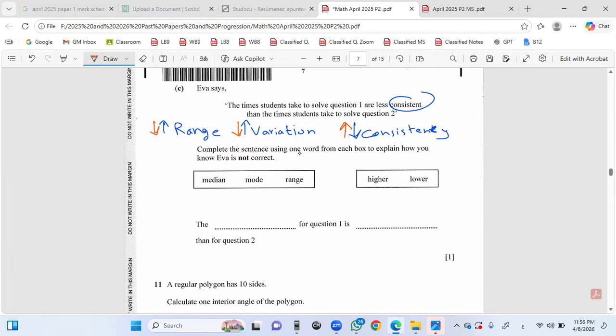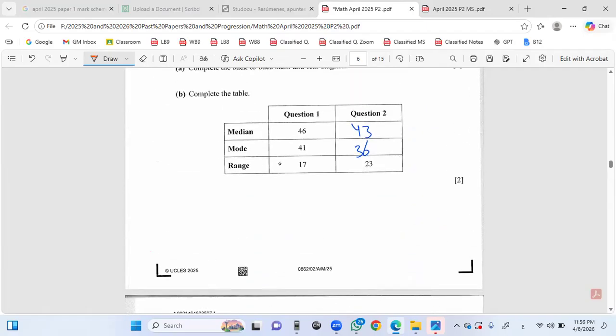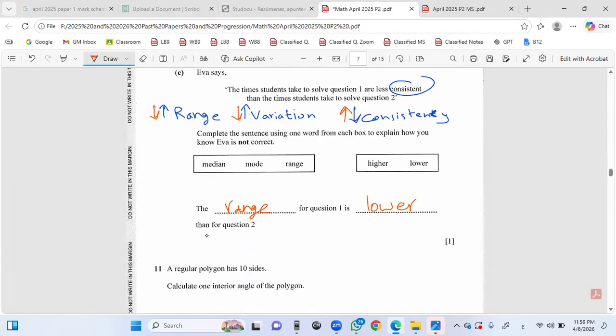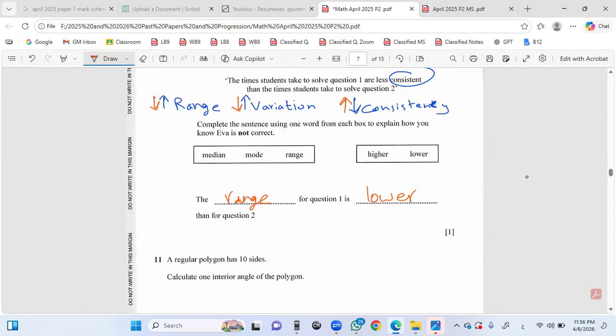So that's why they're saying to show that she is incorrect. The range for question one is lower. Look at that there. Question one, the range is lower than for question two.